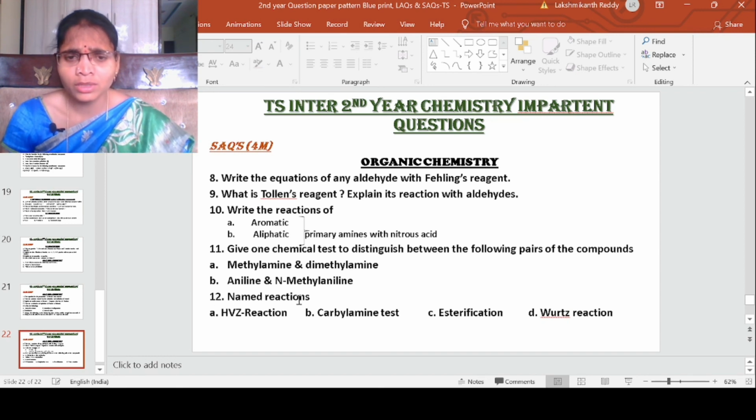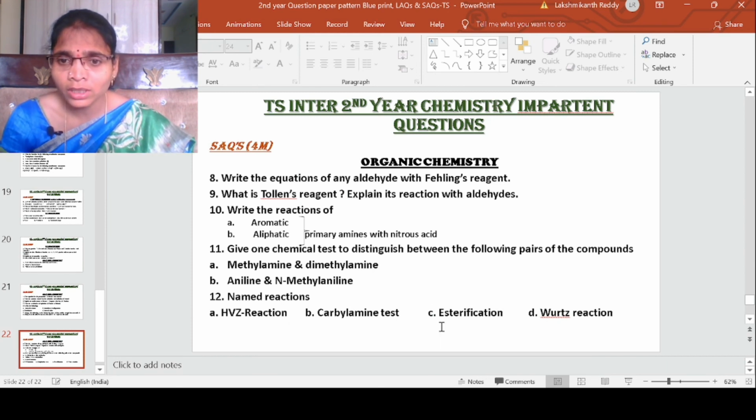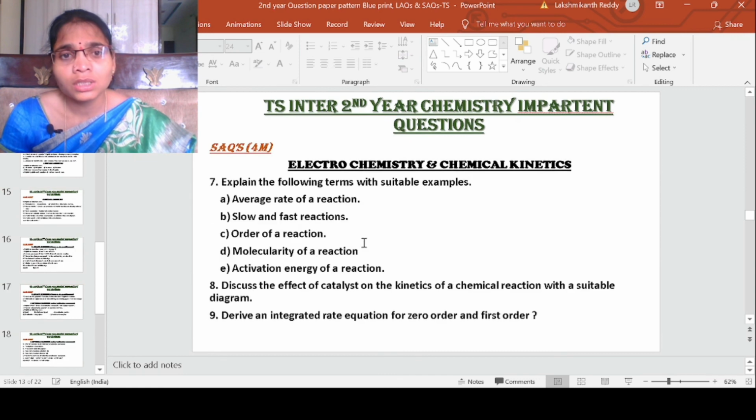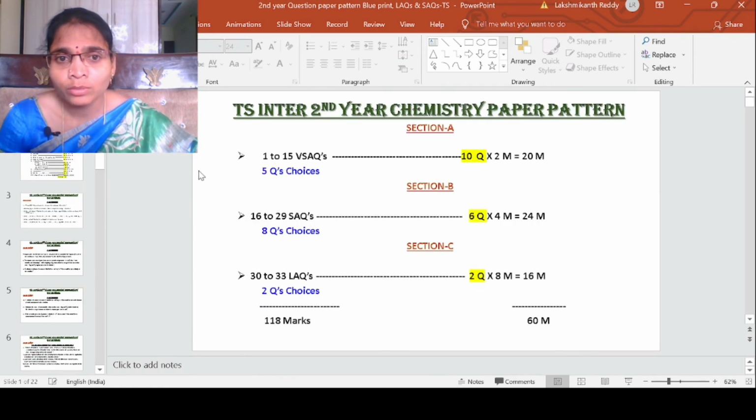Next, some name reactions. You need to concentrate on the name reactions for VSQ and short answers also. So in that, I will give you: HVZ reaction, carbylamine test, esterification, Wurtz reaction. Okay. So these are the shorts from organic chemistry. So these are all the longs and shorts paper pattern blueprint. Okay? Fine.